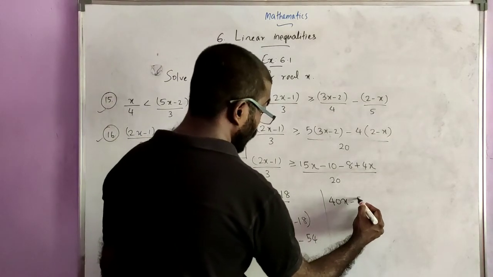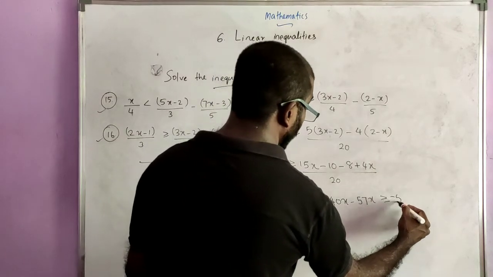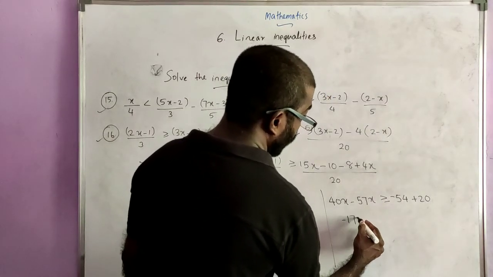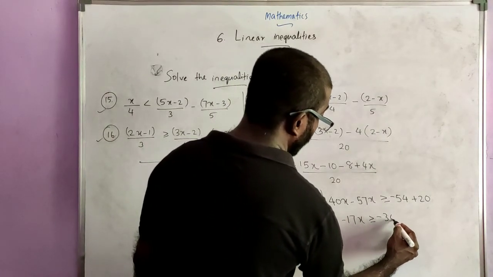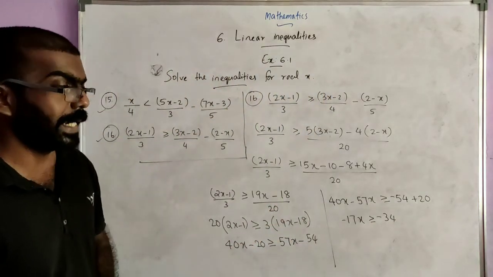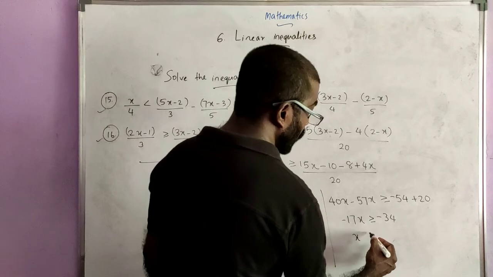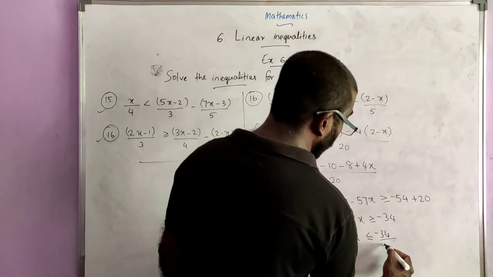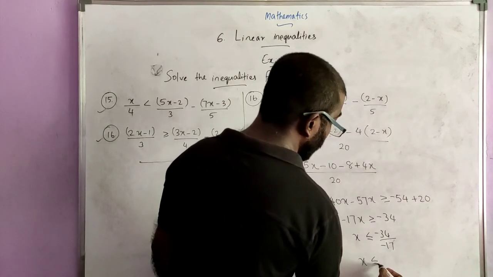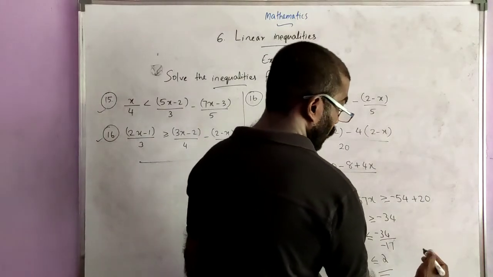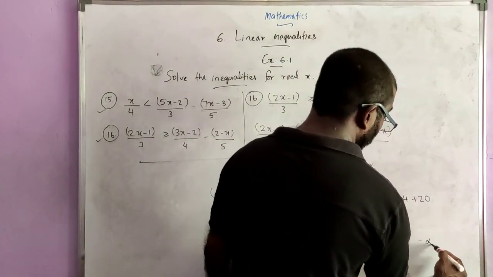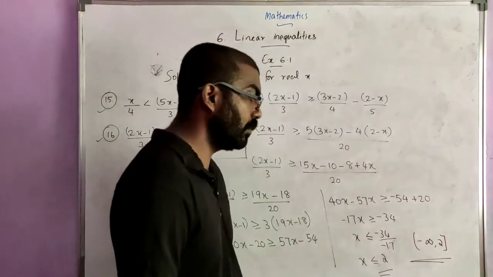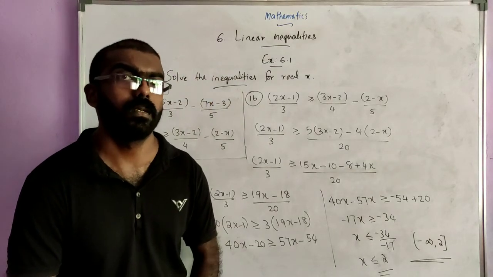So we can collect the x terms to the left side. 40x minus 57x greater than or equal to minus 54 plus 20. That is minus 17x greater than or equal to minus 34. And we can divide both sides by minus 17. So x is less than or equal to, the inequality sign reversed, minus 34 divided by minus 17. x is less than or equal to 2. So we can write the solution in interval form as minus infinity comma 2 closed. 2 is included. So the interval is minus infinity comma 2 closed. Understood?